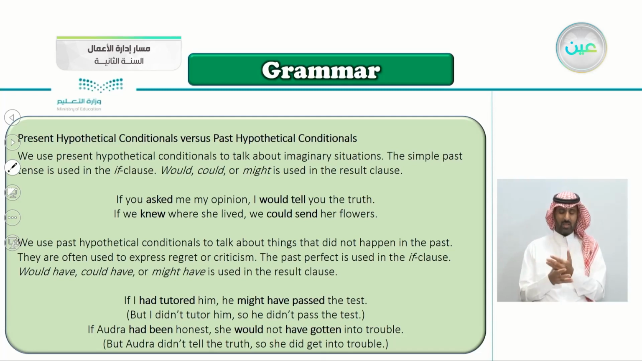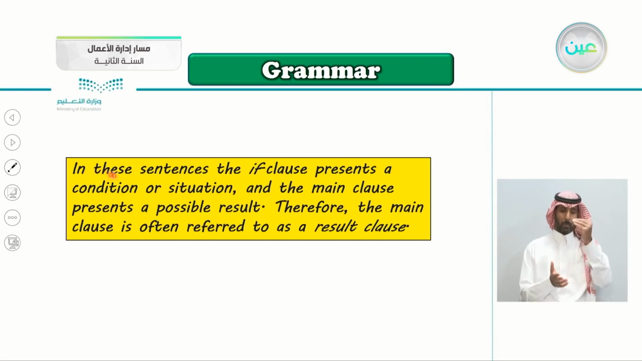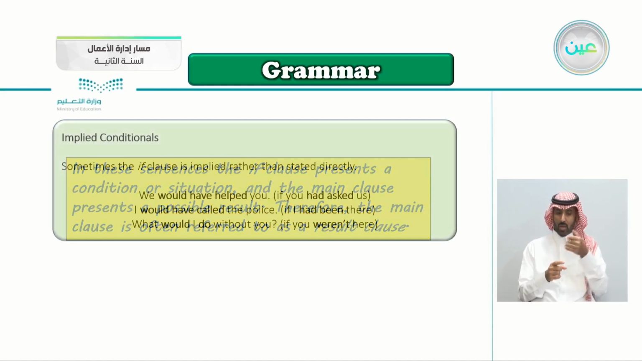So why do we use the past hypothetical conditionals? We use it to talk about things that didn't happen, and we use it most of the time to express regret or criticism. In these sentences, the if clause presents a condition or a situation, and the main clause presents a possible result. Therefore, the main clause is often referred to as the result clause. Why? Because it gives us the result for the if clause.